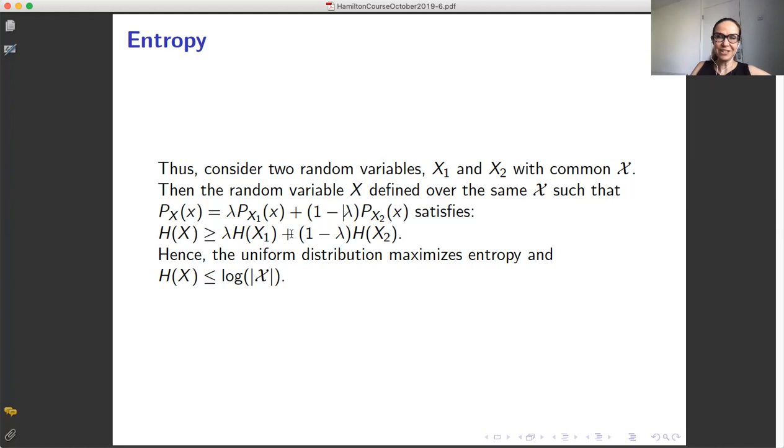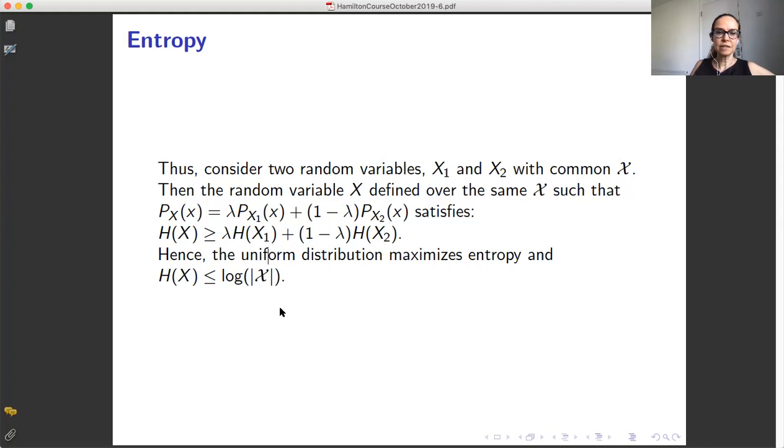And what is the entropy of X which has a uniform distribution over cal X? Well, the notation here of these bars is cardinality of cal X.